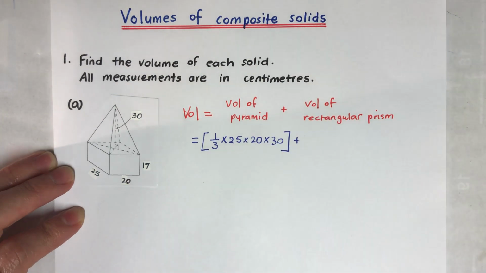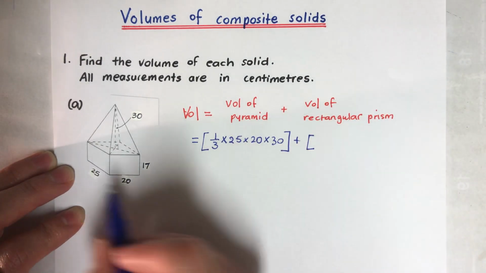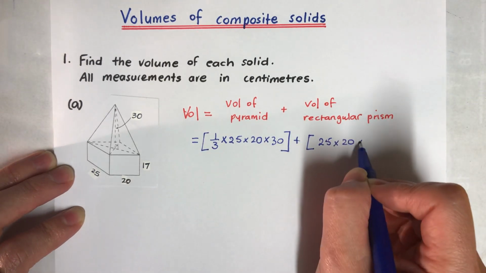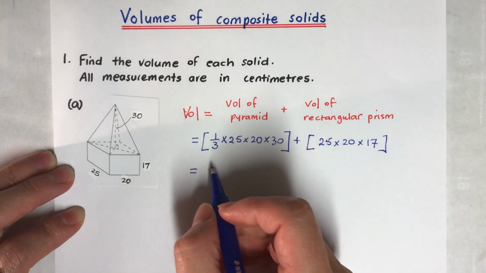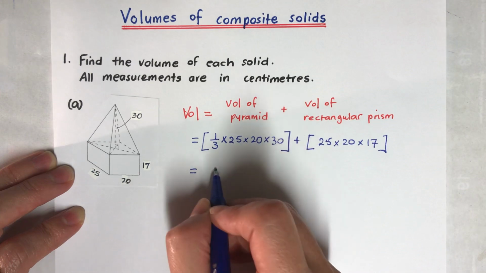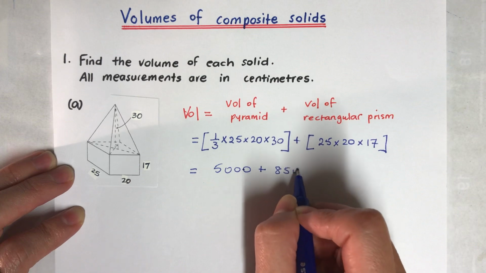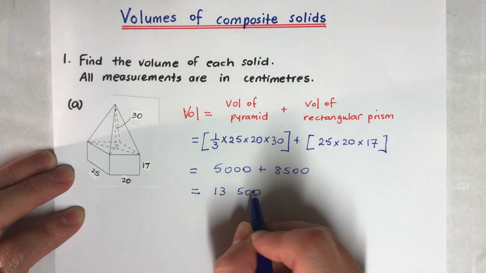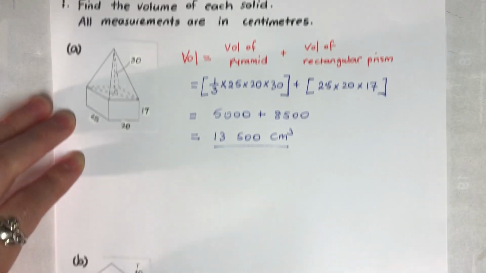Okay, so that's done. And now the rectangular prism, in my opinion, is easiest. So all you have to do is just times all 3, because it's the area times the height. So it'll be 25 times 20 times 17. Don't be shy to use a calculator. I actually encourage you to use a calculator on this. So if you do that, you'll get 5,000, and then you'll get 8,500. When you add it together, you get 13,500 centimeter cubed. Okay, so that's our answer to that.